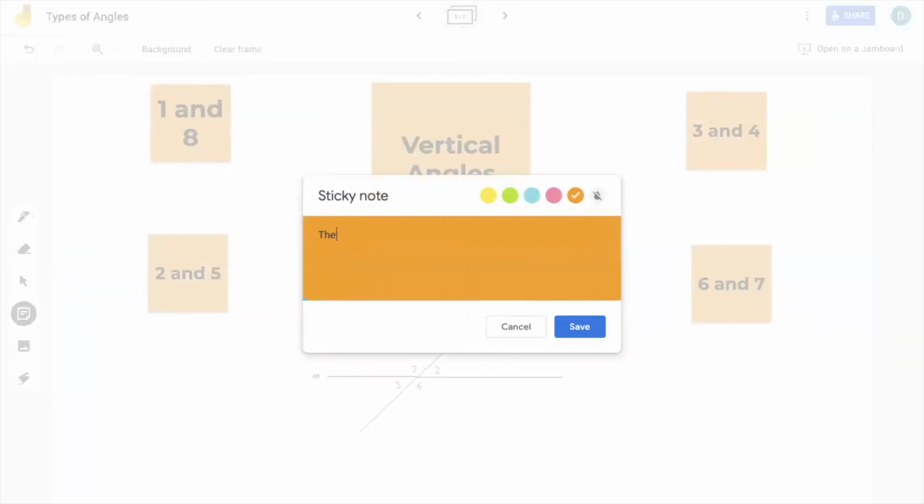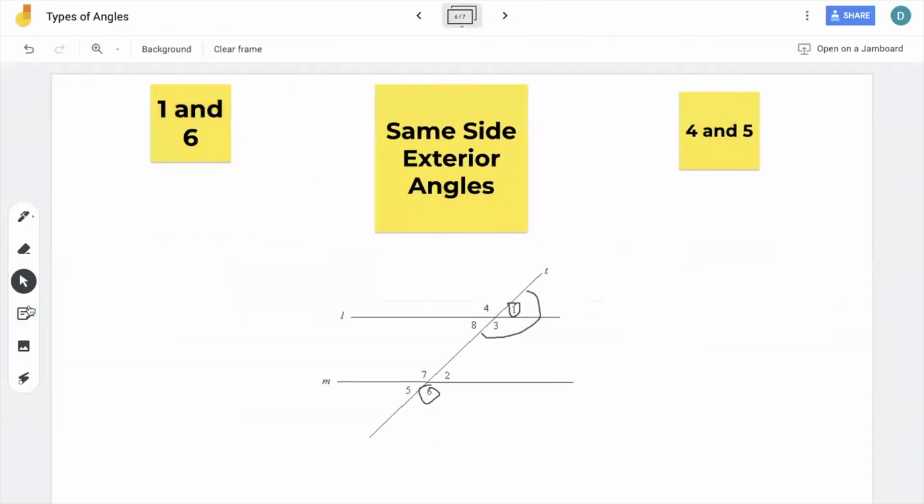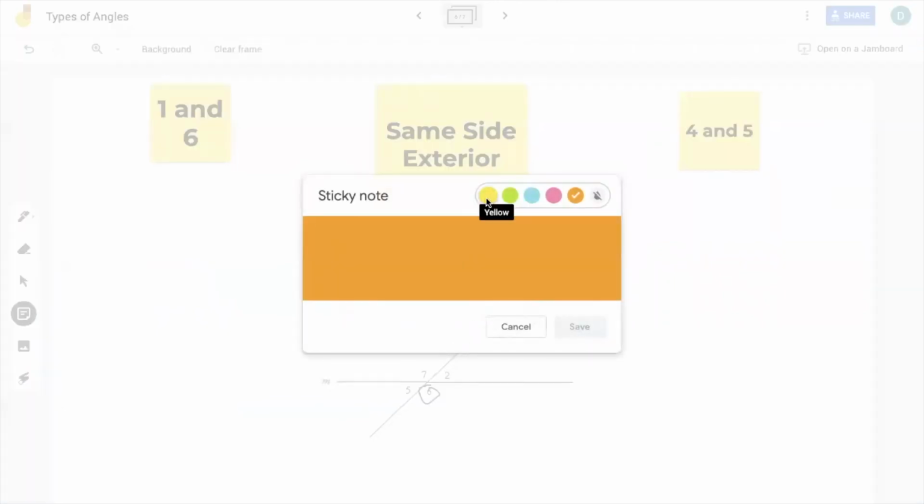They have the same measure. And then finally, same side exterior angles add to 180 degrees.